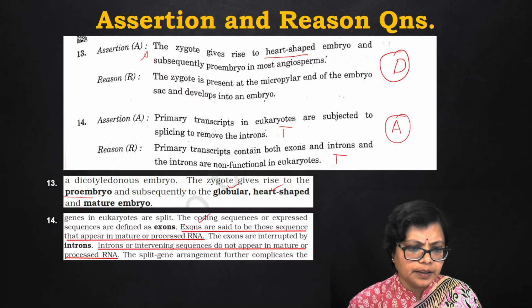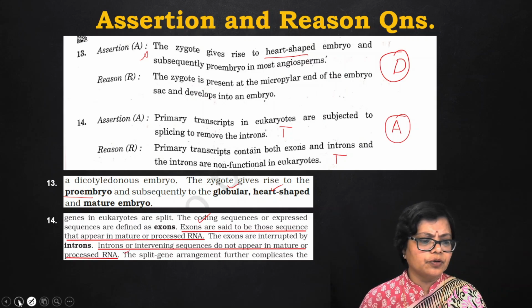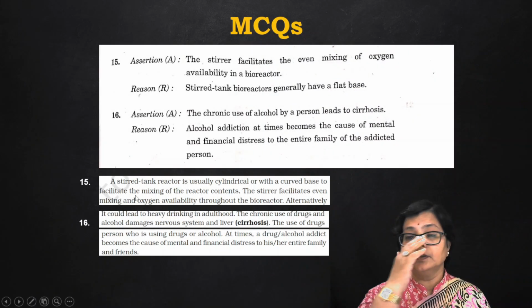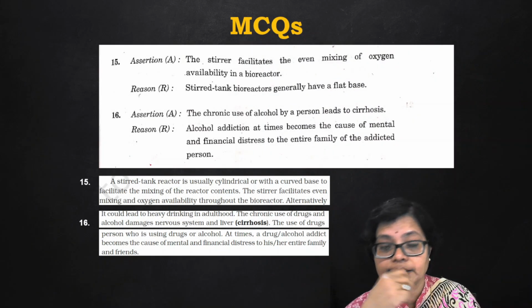The exons are said to be sequences that appear in the mature processed RNA. Introns or intervening sequences do not appear in the mature or the processed RNA. So this is the screenshot taken from your book to make you understand how the study and the understanding of the NCERT book is important.